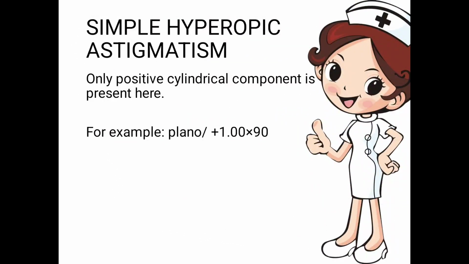Let's move to the next, simple hyperopic astigmatism. Here only a positive cylindrical component is present. So the spherical component becomes plano and the cylinder always comes in plus power. Only cylinder is present, no spherical power.